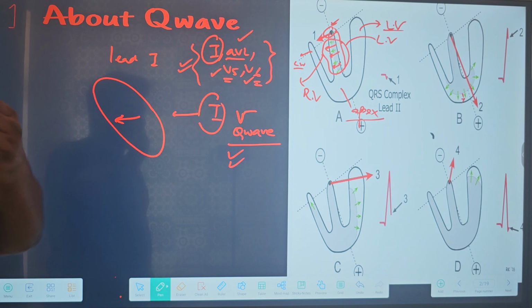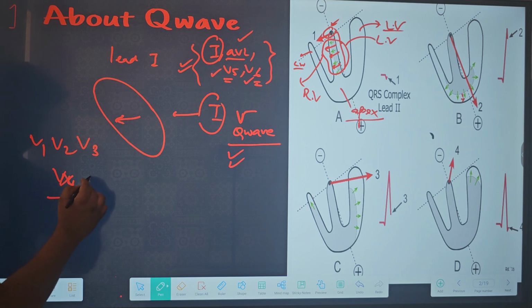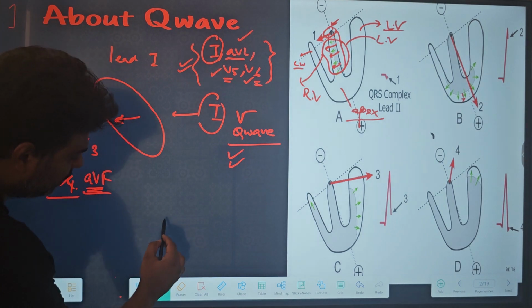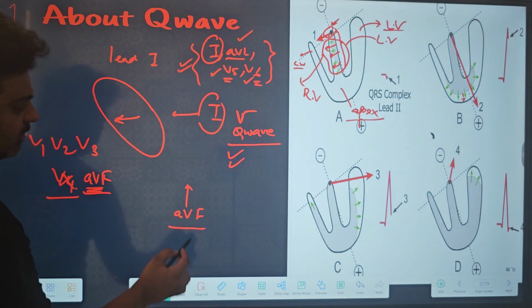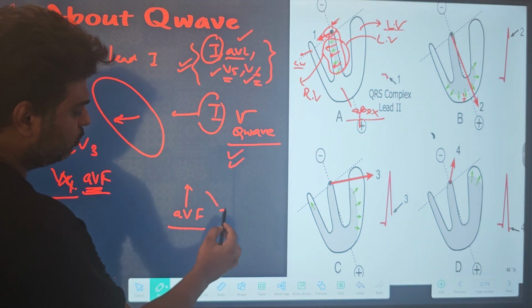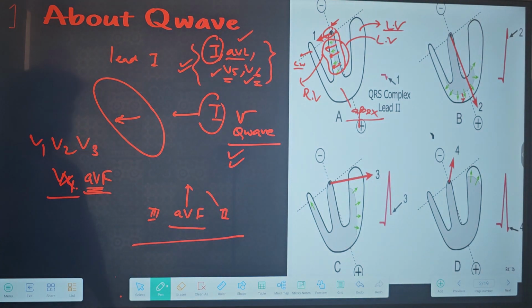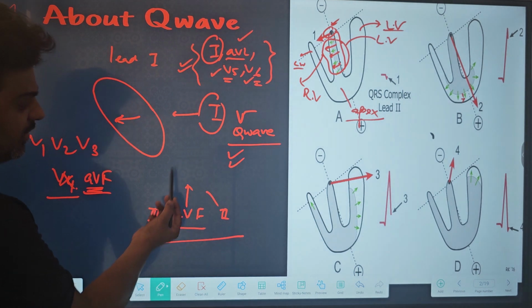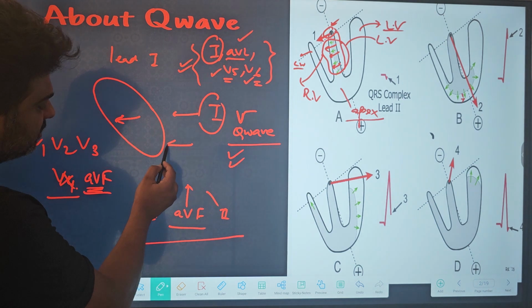Now, if we look at lead V1, V2, V3 and V4 and AVF, I have already told you that lead AVF is an inferior lead. In the second lecture, I have told you that AVF, F for floor, looks at the heart from the lower side, and the other two leads are lead 2 and lead 3. Therefore, these are known as inferior leads. So AVF directly looks at the heart from the inferior side. Now, understand this. The direction of depolarization is this.